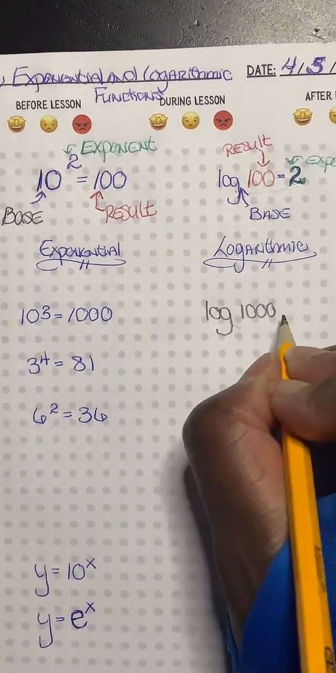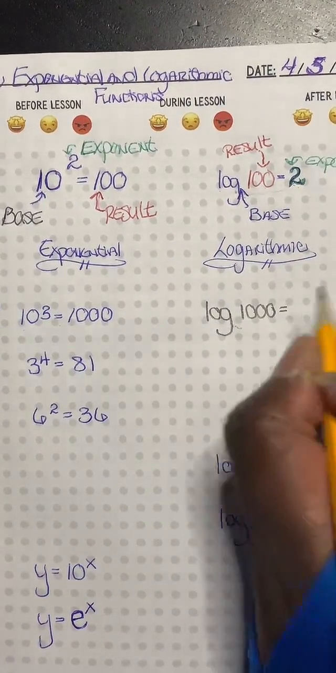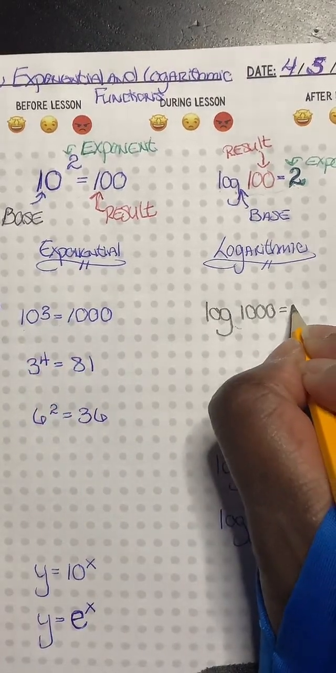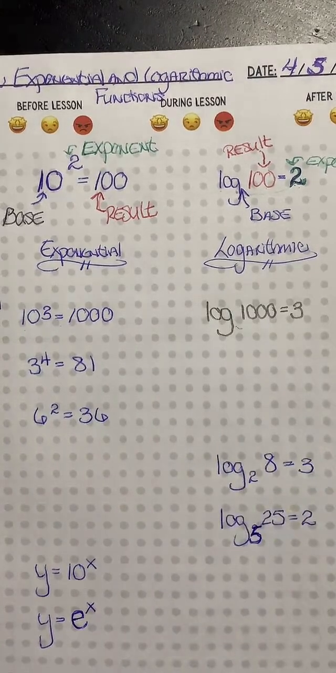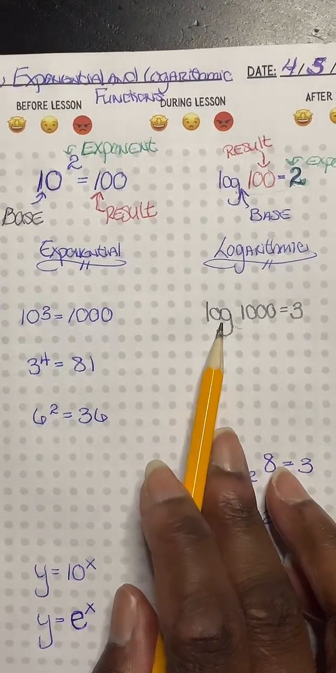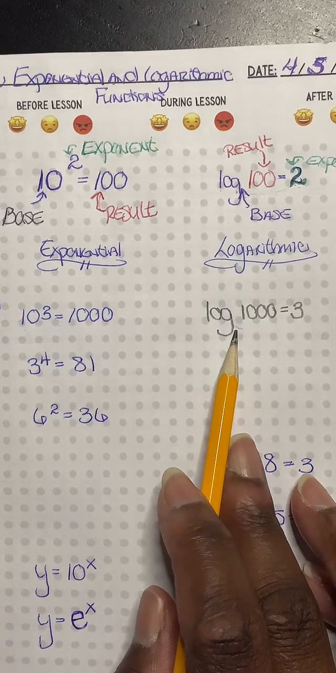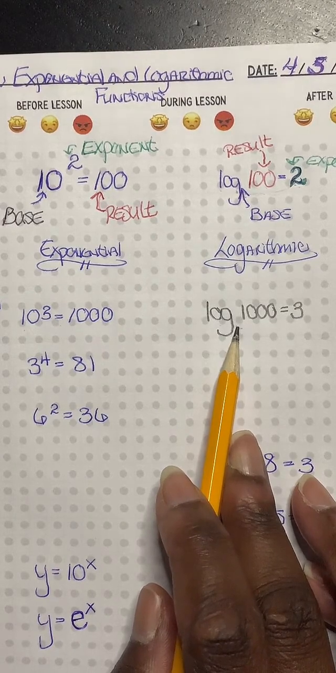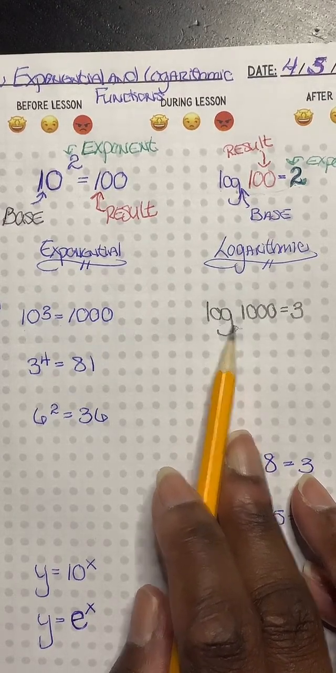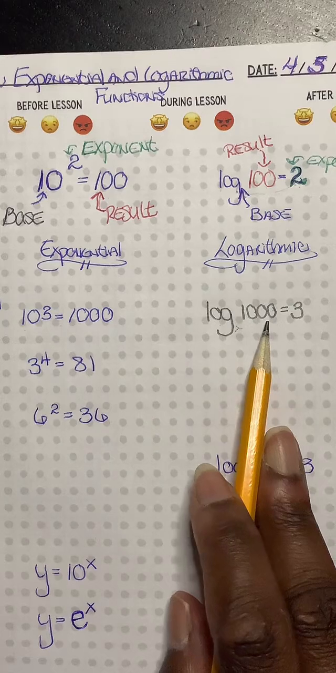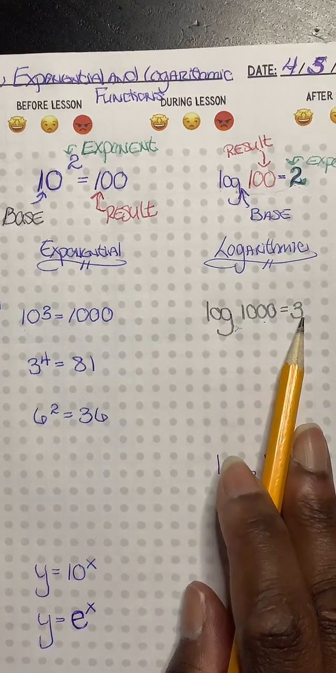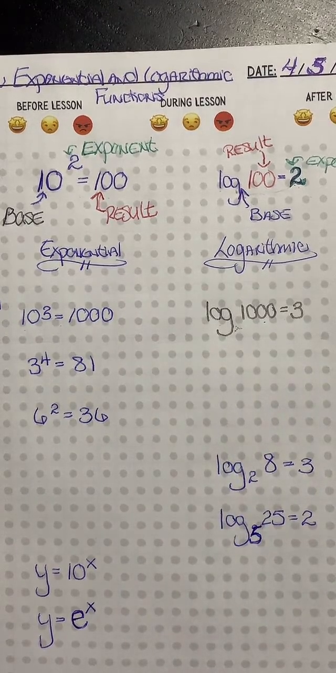And then it's going to equal the exponent. And the exponent is a 3. So it's going to equal a 3. Okay? So you write the word log. You would write the base, which would be 10. So remember, the 10 is common, so you don't have to put the 10 there. You will put the result, which is my 1,000, and it's going to equal your exponent.